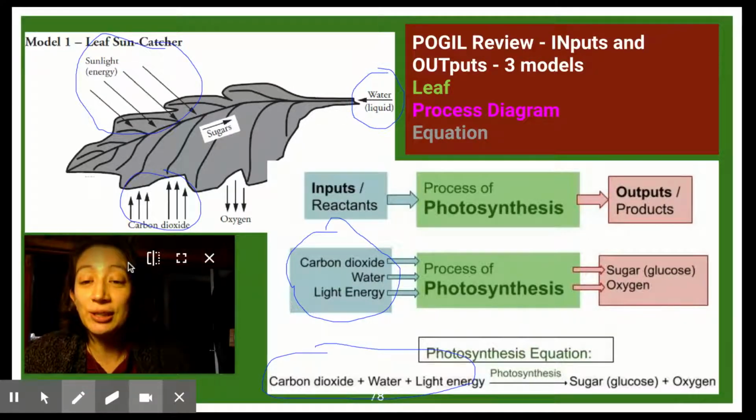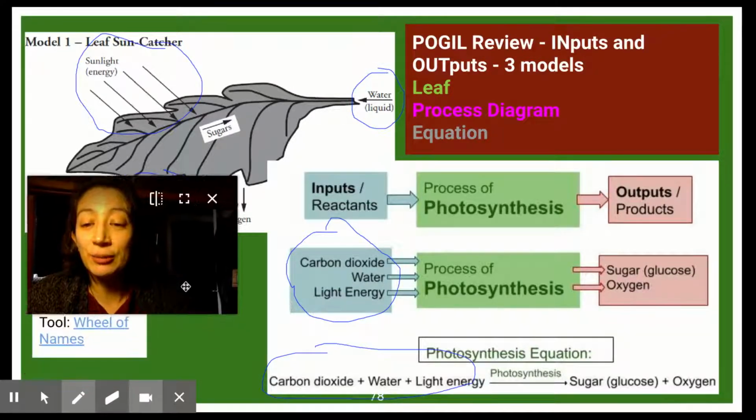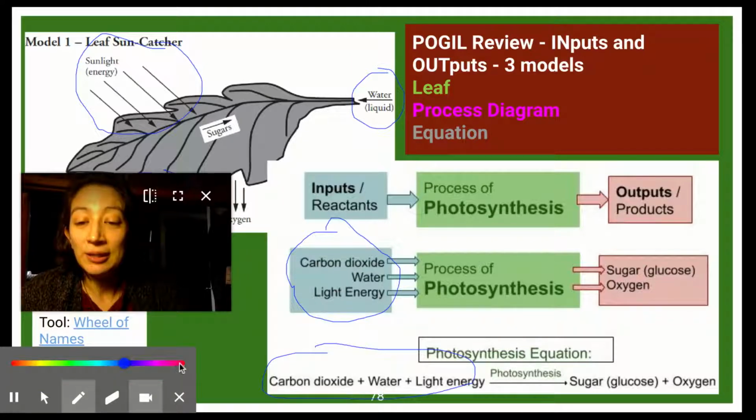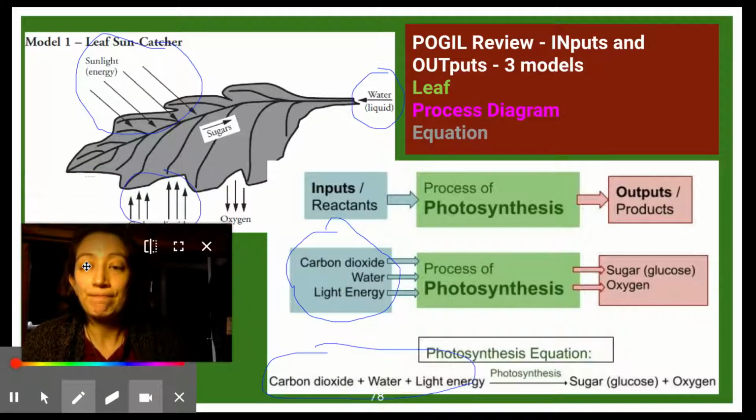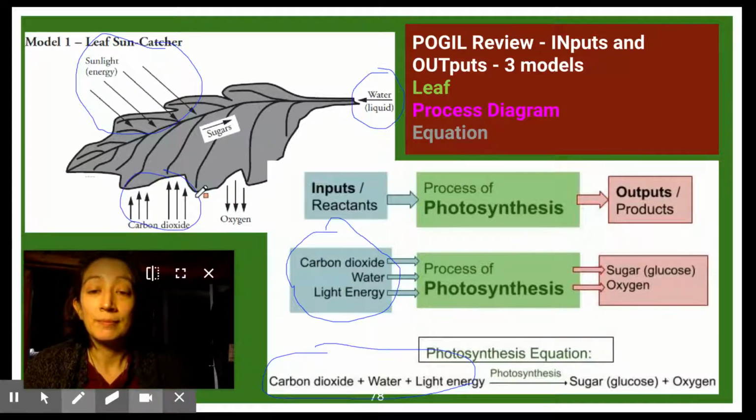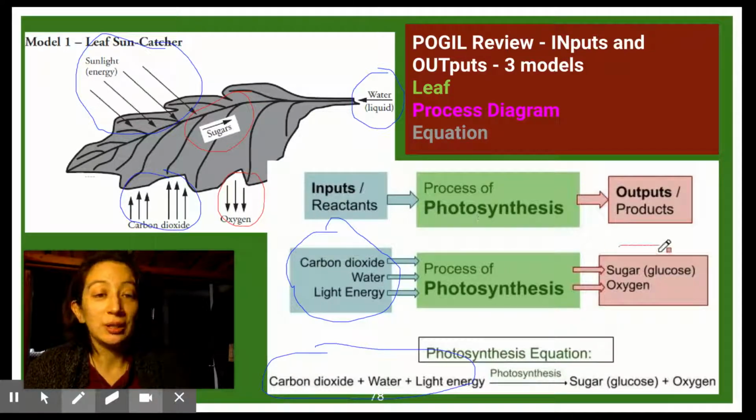Now we're going to look at the outputs. And again, there's different ways that we can look at outputs. So I need to get the red. Oops, this is the red pen. Okay, so the outputs are oxygen and sugar. Sugar, glucose, and oxygen. And again, the sugar is going down back into the plant.